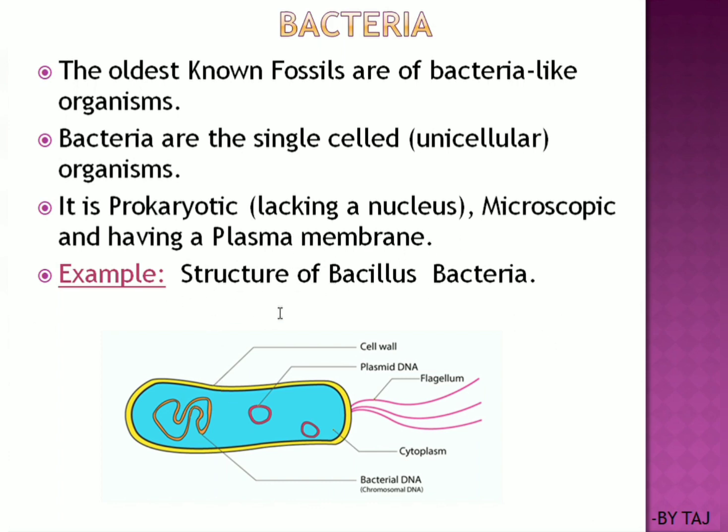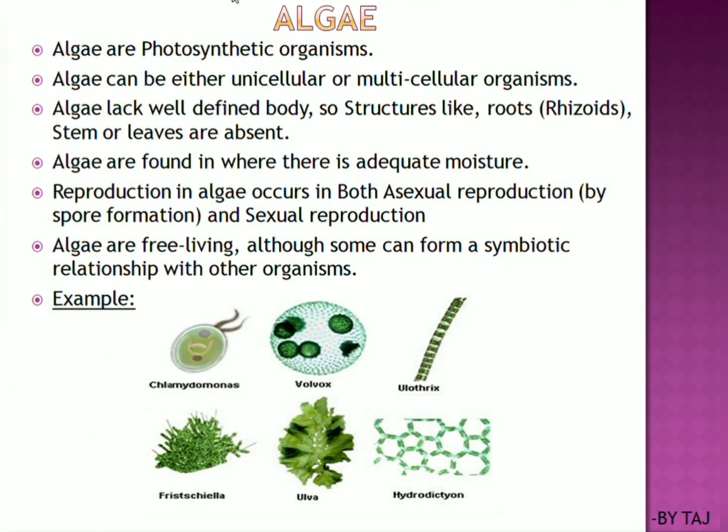As an example, I have given here the structure of a bacillus bacterium. You can identify this as a bacillus bacterium because it is rod-shaped. In the previous class I explained how bacteria are classified depending upon their shape. If you want that information, you can go through the link I have given in the description box. So coming to the next category, that is algae.